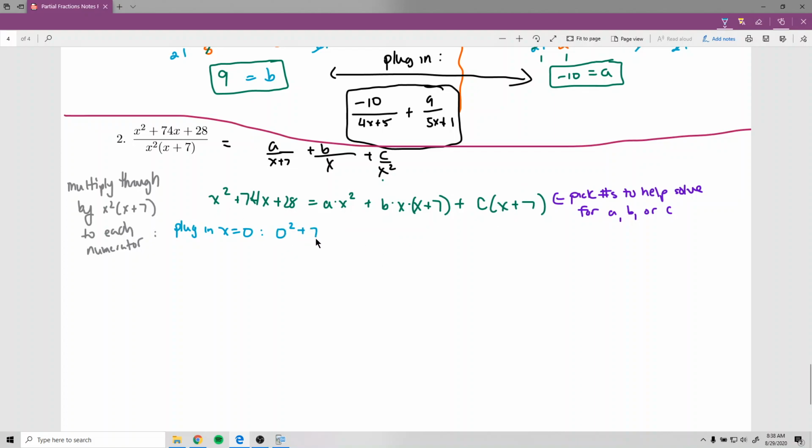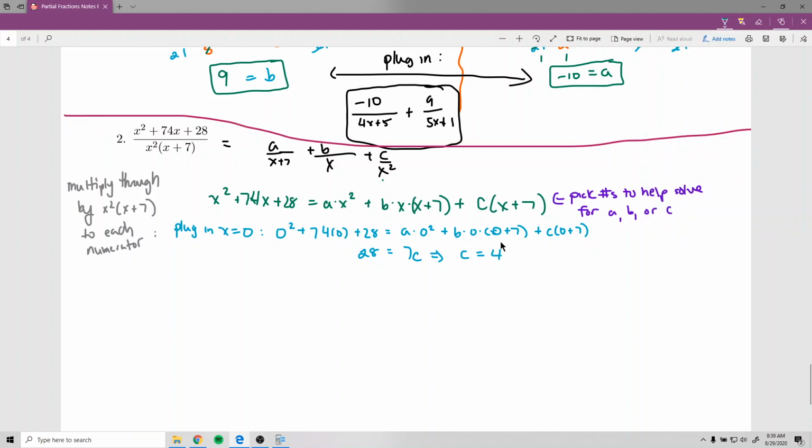We get 0 squared plus 74 times 0 plus 28 equals, and just like last time, we don't really need to write down the stuff that we know is going to be 0, but just for this first one, again, not a bad idea. But all this boils down to what? On the left side, we have 28. On the right side, we just have c times 7, or 7c, because the rest is all 0. And then we divide each side by 7, and we get c equals 4. I'm writing it over there to preserve room.